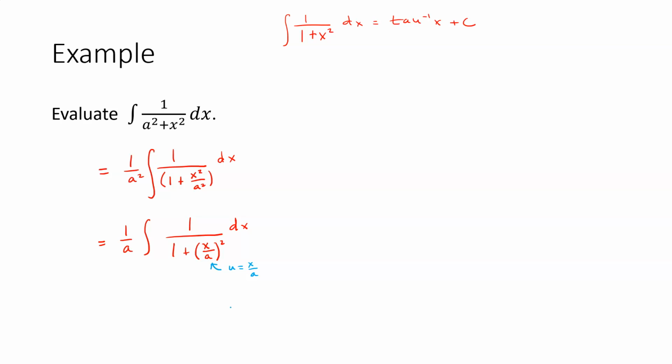So if I let u equal x over a, then du is 1 over a dx, and so a times du becomes dx. Therefore this integral becomes 1 over a, and then here we've got the a from the substitution, so times a, and then 1 over 1 plus u squared du. We can divide out these a's in front, and what's left is just the form that we know is going to give us tan inverse. So this will be tan inverse of u.